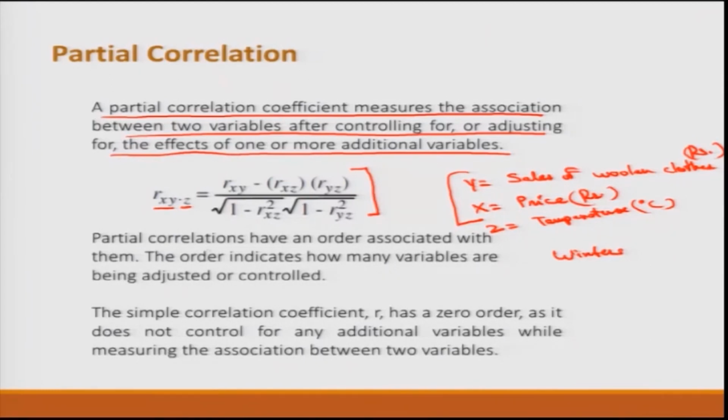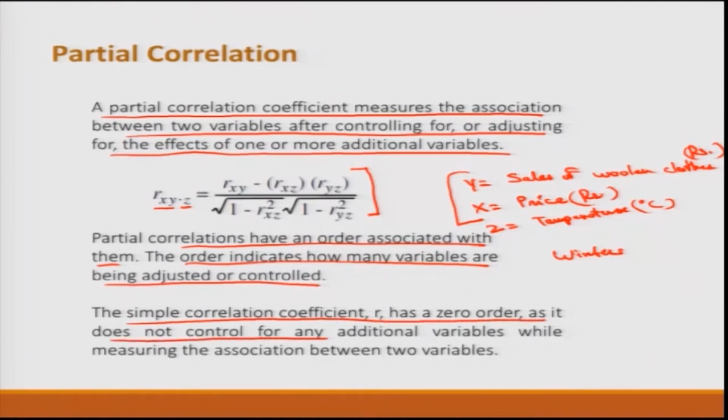Partial correlations have an order associated with them. The order indicates how many variables are being adjusted or controlled. Simple correlation coefficient R has 0 order as it does not control for any additional variables while measuring association between two variables. So, this is a one order correlation, we are controlling one variable.